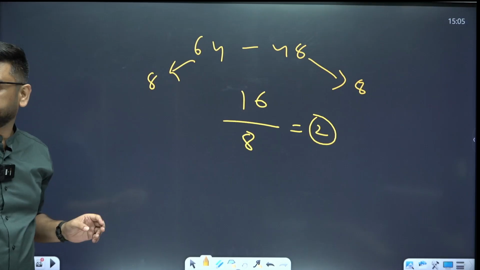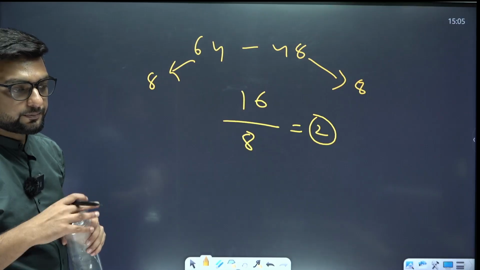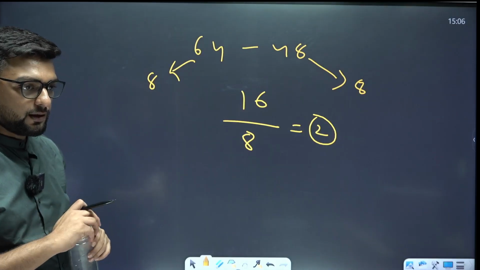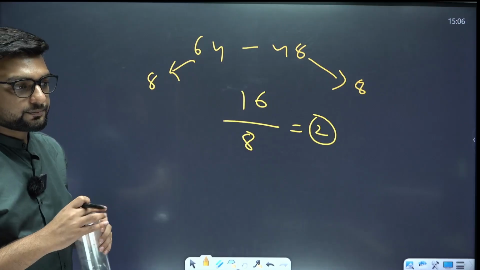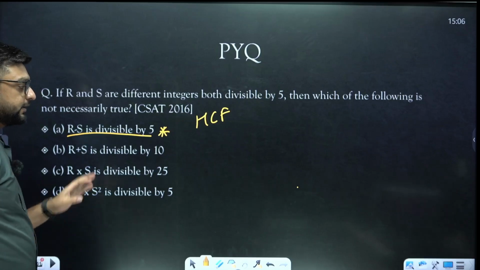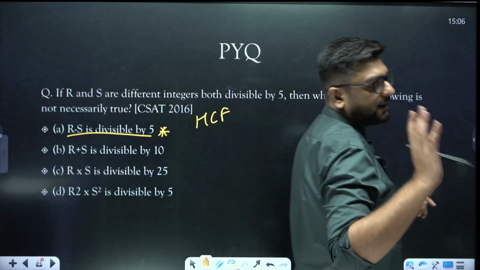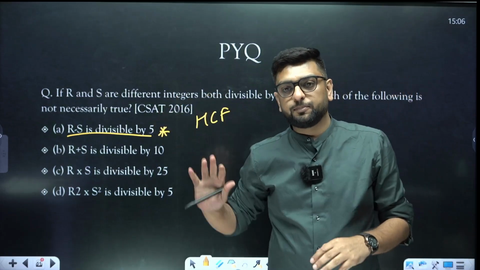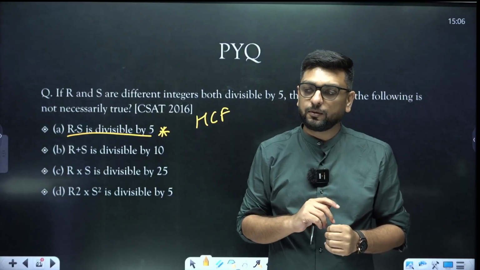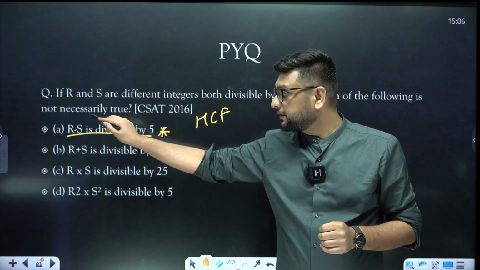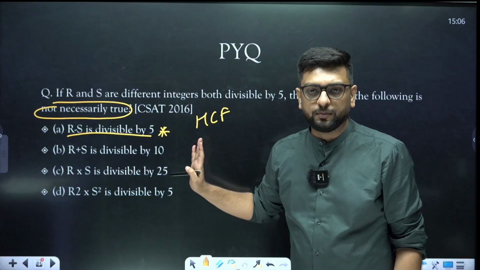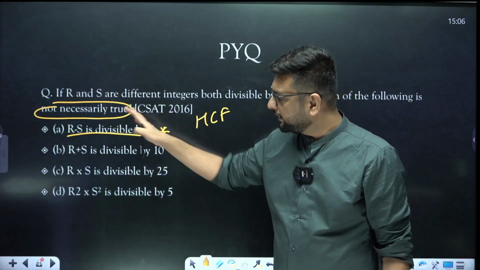Any doubt in this? Okay. So now in this question, what it is saying is that if R is a multiple of 5 and S is also a multiple of 5, the difference between them will also be a multiple of 5, and that can be 5 also. So it is possible, but the statement is saying 'not necessarily true'. I'm not saying that it is not possible, but it is possible.